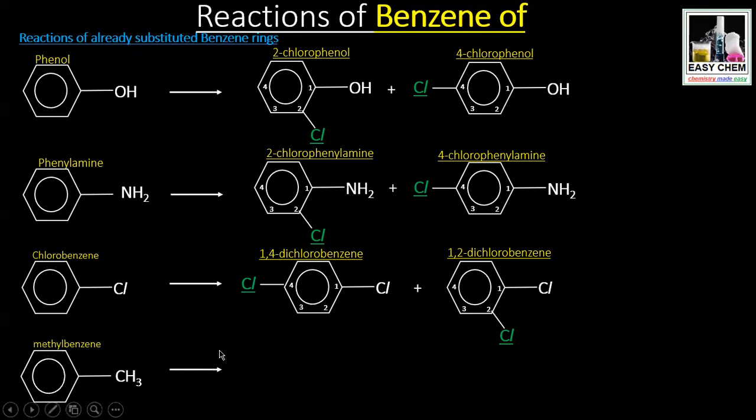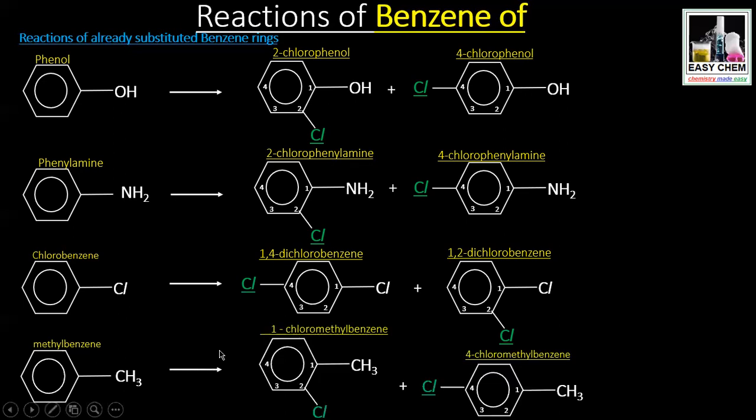When methyl benzene is reacted, we also get 1-chloromethyl benzene. This should be 2-chloromethyl benzene. You can see 2. So this should be changed to 2-chloromethylbenzene. And the other one is 4-chloromethylbenzene. So in all these 4 examples, the chlorine is going to get attached to the second carbon, making 2-chloro compounds, or chlorine goes to the fourth carbon, making 4-chloro compounds.